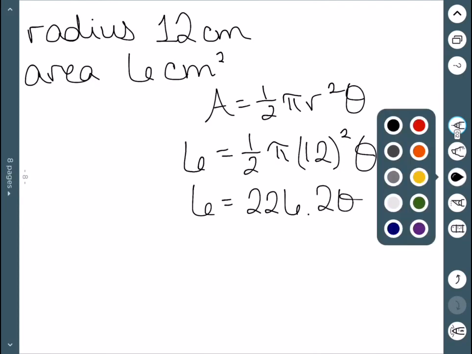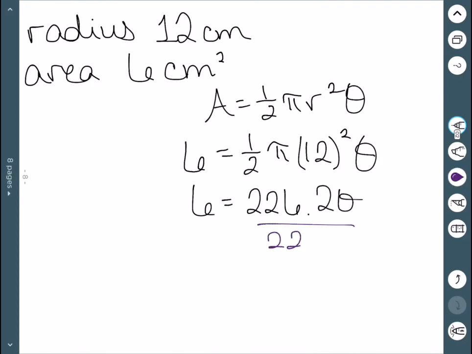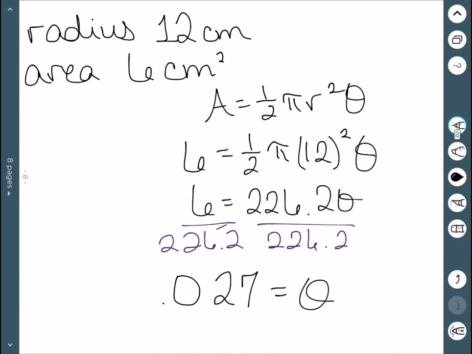226.2 theta. We can then divide by this number on both sides, and that gives us that our angle is approximately 0.027 radians.